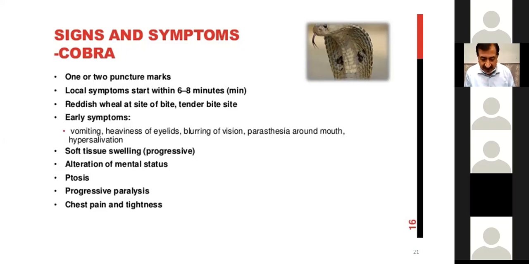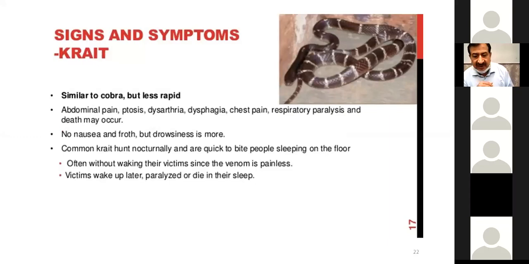Signs and symptoms in case of krait poisoning. Similar to cobra, but less red. Abdominal pain, dysarthria, dysphagia, respiratory paralysis, and apnea. No nausea and vomiting, but dizziness is more. Kraits are common creatures, naturally nocturnal, and are quick to bite people sleeping on the floor, often without waking their victim, since the venom is painless. Victims later become paralyzed while asleep.